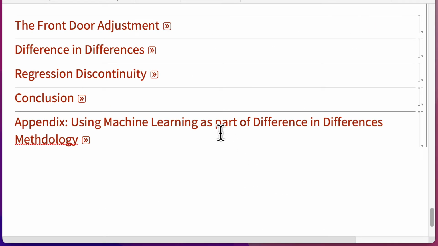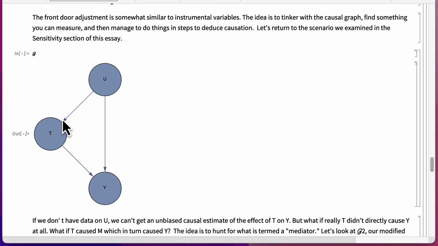So far in our discussions of causal inference, we've spent a lot of time on blocking non-causal paths. Those non-causal paths, you'll recall, require you to go backwards on an edge, and so they're often called backdoor adjustments. Now I want to talk about the front door adjustment. It's a lot of fun, and it's somewhat similar to instrumental variables. The idea, again, is to tinker with the causal graph, find something you can measure, and then do things in steps to deduce causation.